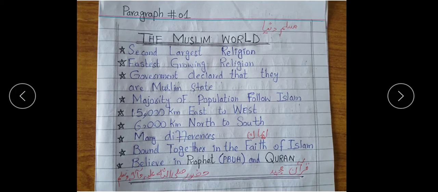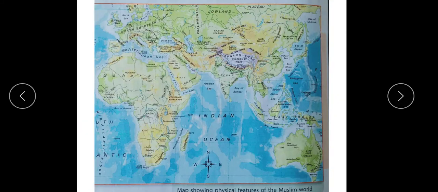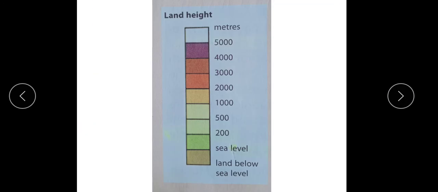Before starting the next paragraph, let me tell you something about the map. First I will tell you about the map, and then I will come to the second paragraph, and then it will be very easy for you to understand it. In this graph you can see that sea level, 200-meter and 500-meter heights have been given the yellow color, 1000 meters the orange color, and 5000 meters the purple color. So come to the map.